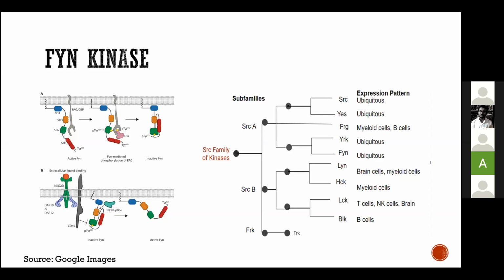The answer to that is Fyn, which is ubiquitously present in all of the cells in our body, is known to regulate cell migration. Listen to this carefully. Cell migration, epithelial to mesenchymal cell transition, cancer cell metastasis, and immune response.